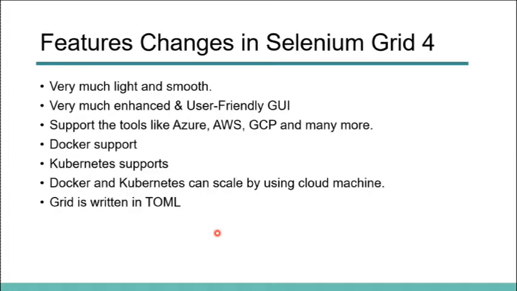So, what are the changes in features in Selenium Grid 4? It is very light and smooth. The previous version of Selenium Grid was very complex to set up and work with Node and Hub, but in Selenium 4 it is very simple, very light and smooth. It added Docker and Kubernetes support in Selenium Grid. Because of this, it is very smooth.